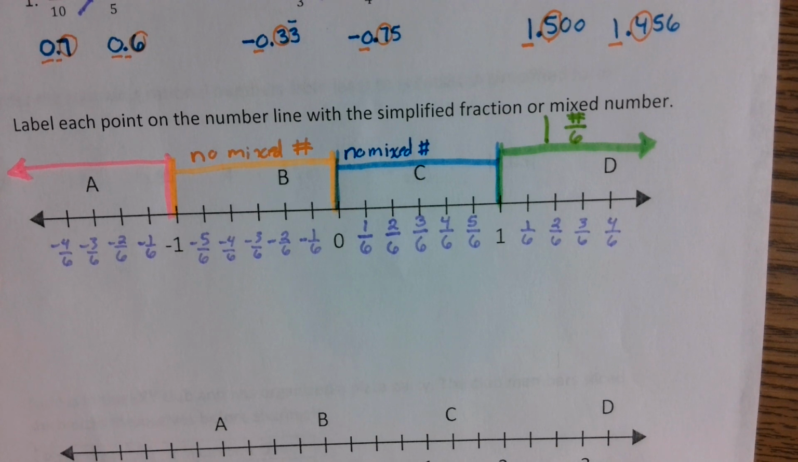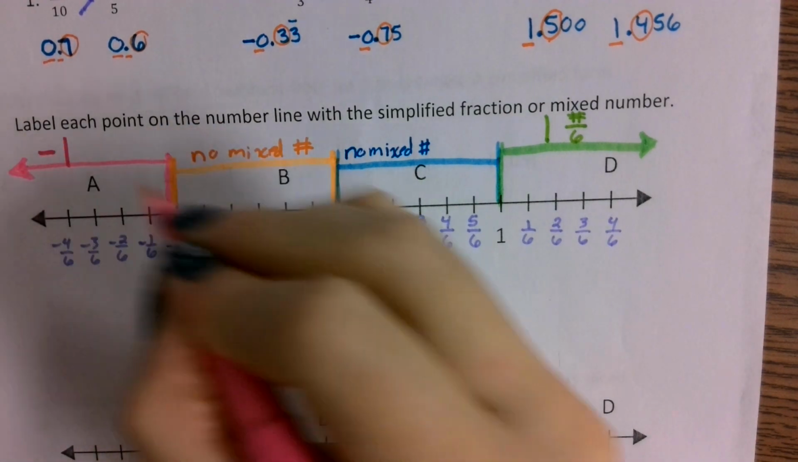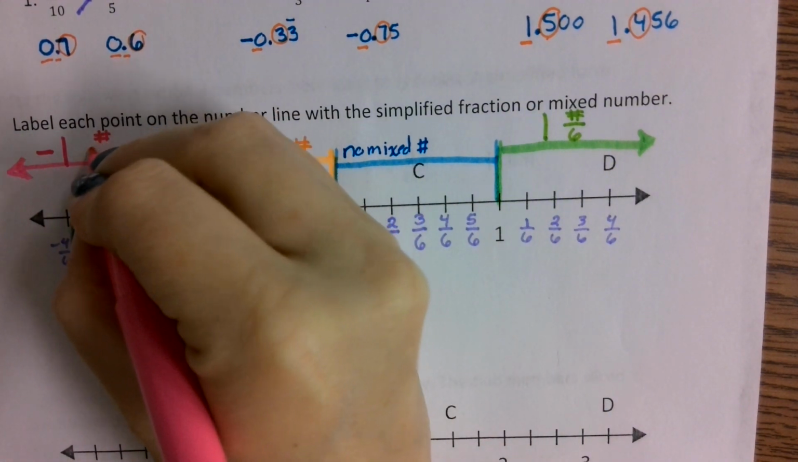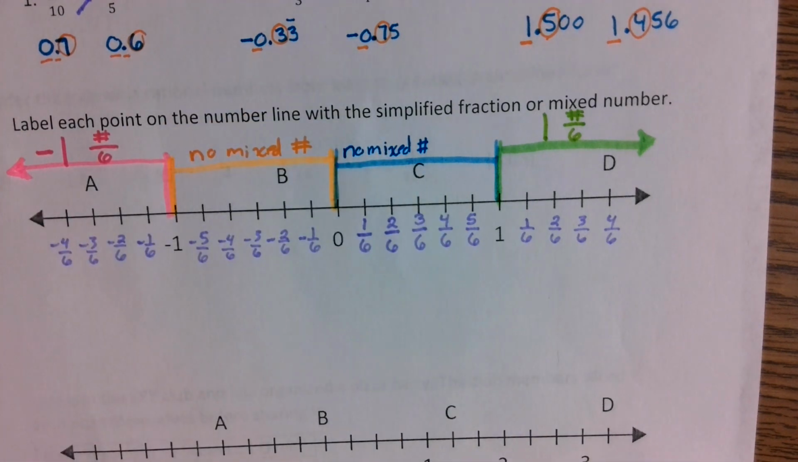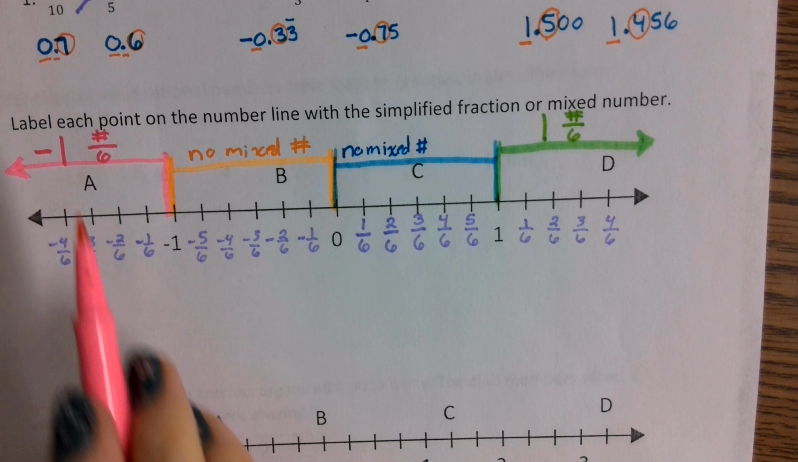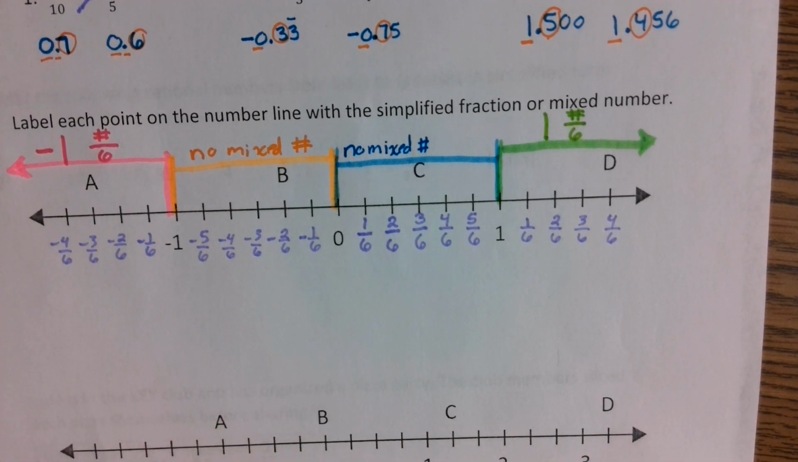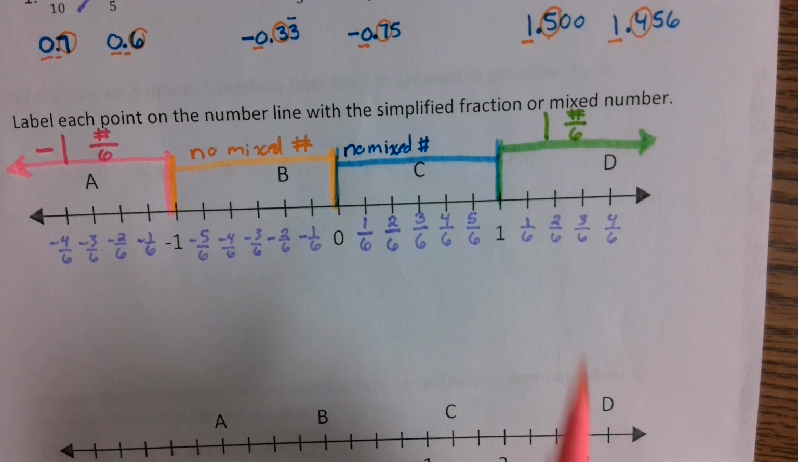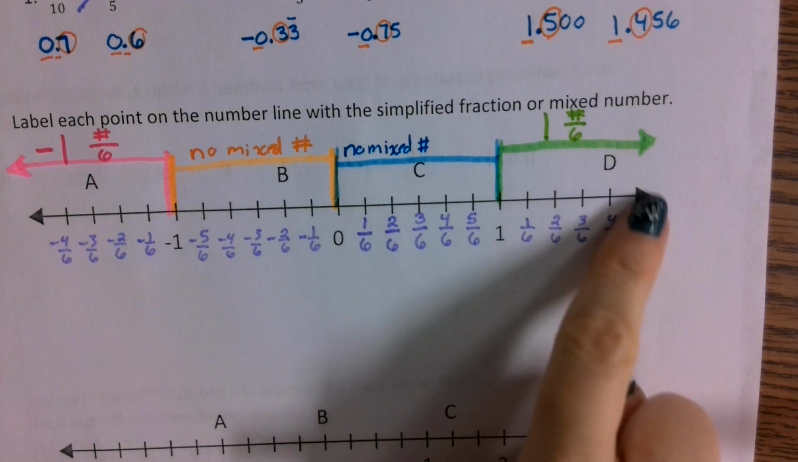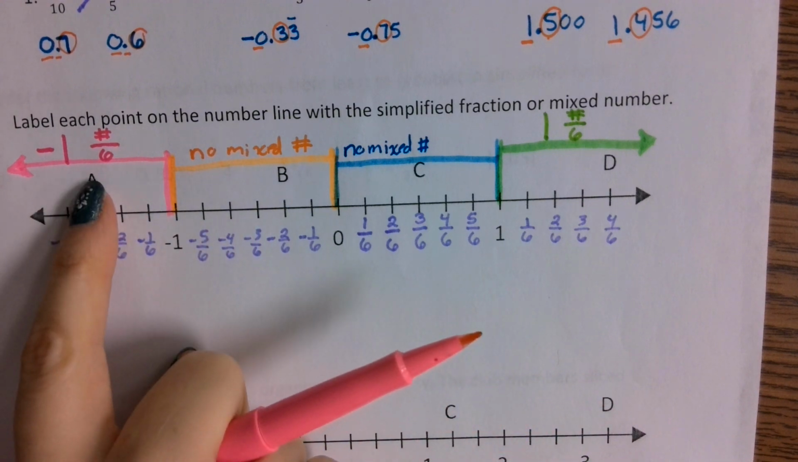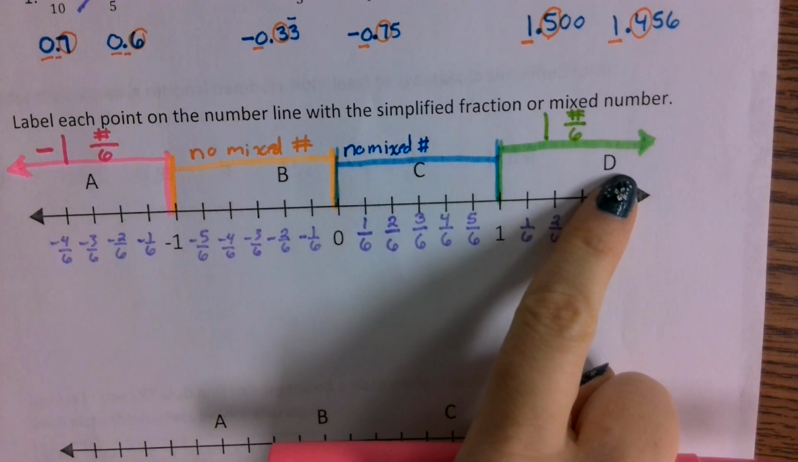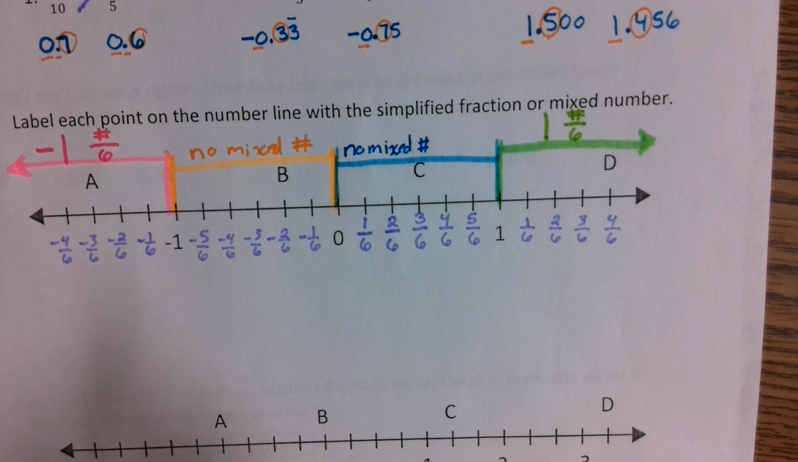These would be mixed numbers that are negative 1 and then whatever your number is over 6. Negative 1 and 1/6, negative 1 and 2/6, negative 1 and 3/6, and so on and so forth. Okay, so knowing that, it should make it easier for us to identify what each of these points is labeled at. So let's start with point A.